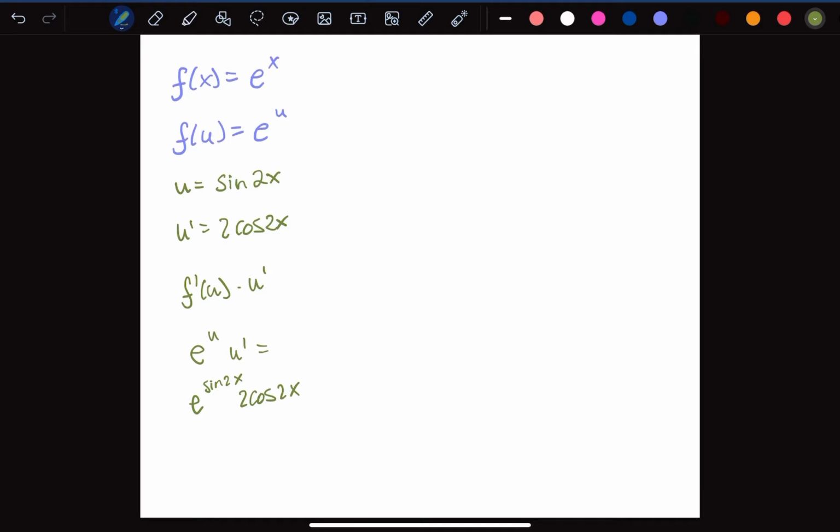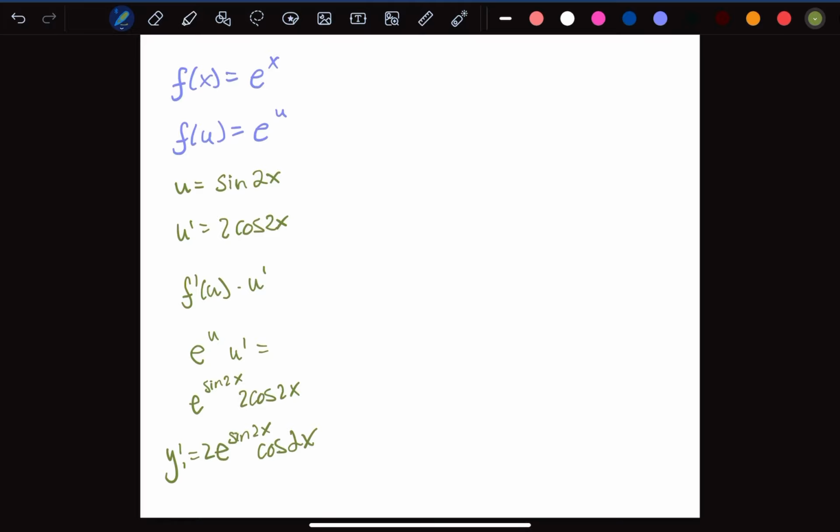So this first part of our equation, our y prime for our first little part here, let's say y1 prime, is going to be equal to e to the sine 2x times 2 cosine 2x. So that's going to be that first little part here.